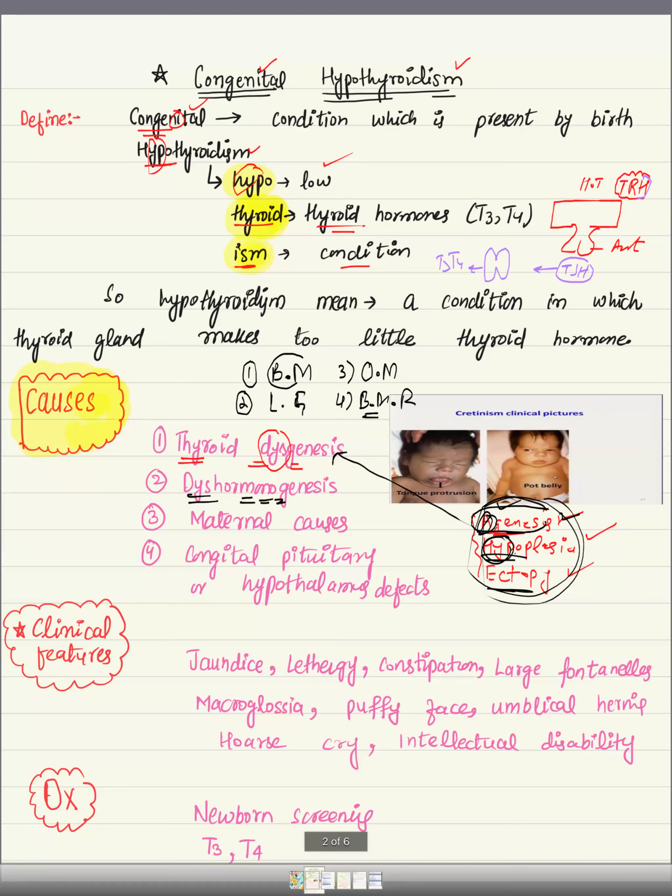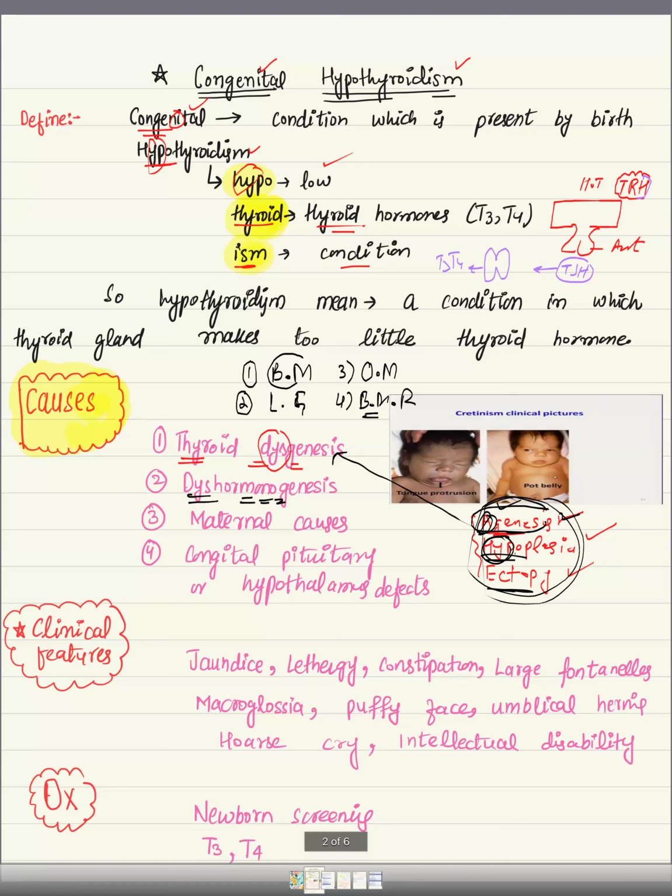Now let's suppose the person is suffering from a disease which is affecting the hypothalamus. If the hypothalamus is not working, TRH is not going to be produced. If TRH is not produced, TSH is not produced. And if the TSH is low, definitely you can't make T3 and T4. So it will lead to hypothyroidism.